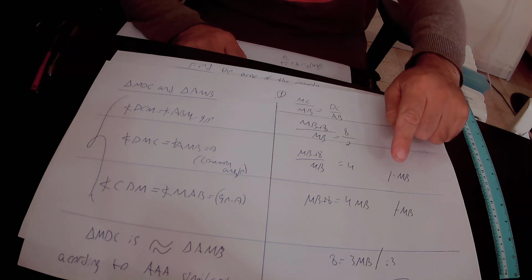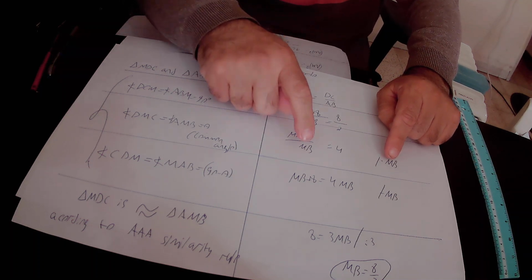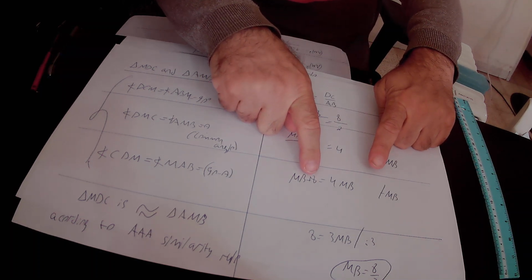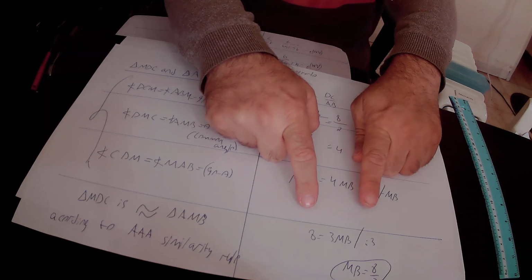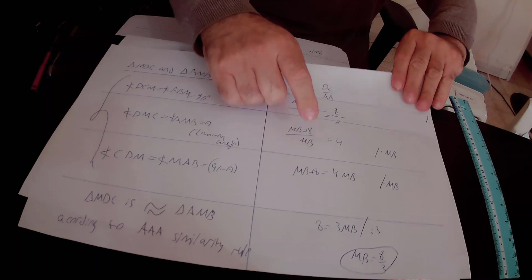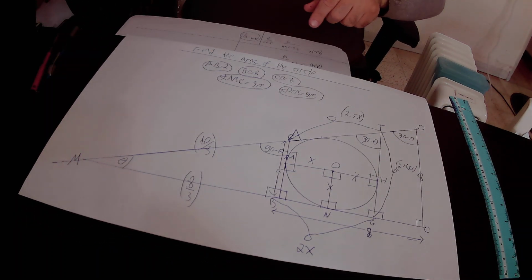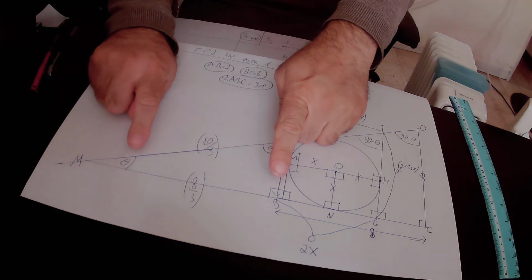We multiply this equation by MB and find that 4 times MB equals MB plus 8. We subtract MB from this equation and finally find that 8 equals 4 MB minus MB, which is 3 MB, so 8 equals 3 MB. We divide this equation by 3 and finally find that MB equals 8 over 3 units.